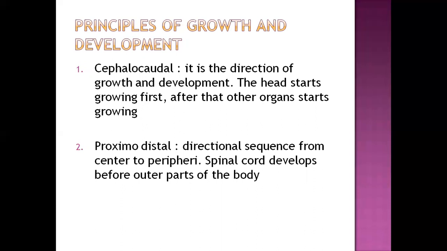Next is proximodistal. This is a directional sequence. That means growth starts from proximal and extends towards distal. Proximal is close to the center, distal is away from the center. Proximal part of our body can be considered as the heart, whereas distal part of the body can be considered as extremities. Here we have the example of spinal cord. Spinal cord is a central part, that is proximal part. It develops before outer parts of the body.